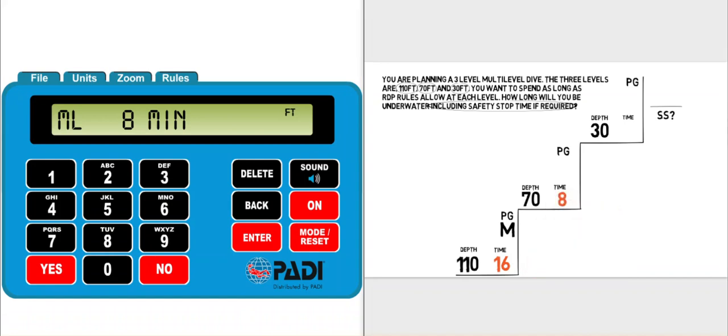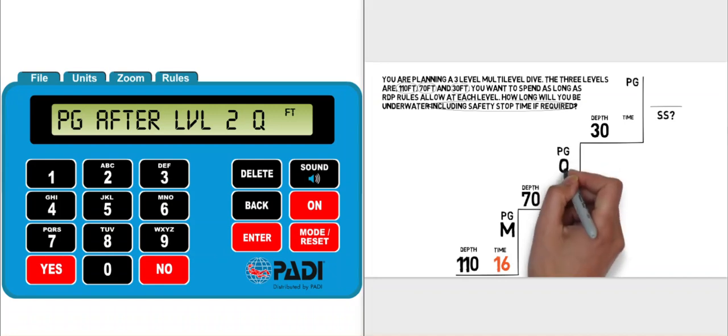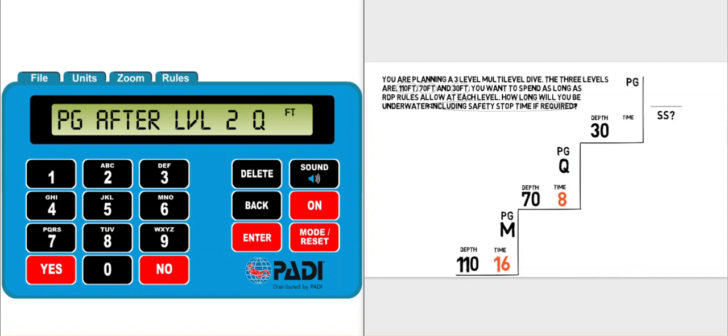And once that is there, I can click enter on my ERDPml, and it asks me how long are you planning on spending at 70 feet. Well, we've just entered that in on our chart, 8 minutes, and it tells me that after the second level, I would be in pressure group Q. So now that we have the pressure group Q written in, we can click enter, and it asks me for the depth of level 3, which is, according to my diagram, 30 feet.